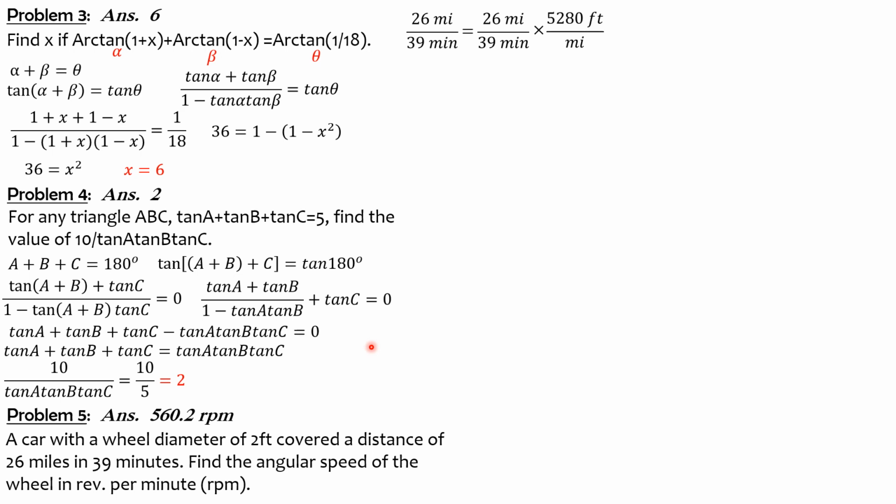And we know that 1 revolution is 1 circumference, and circumference is pi times diameter, or 2 pi r. I'll just use pi times diameter because the diameter is 2 feet here. So we multiply further by 1 revolution per pi d, pi times 2 feet. Then that would now be in revolutions per minute. Using your calculator, it is equal to 560.2 feet.